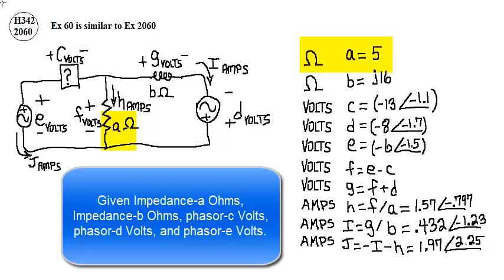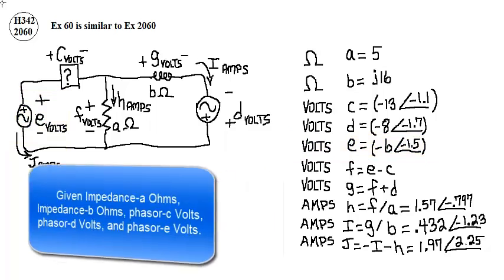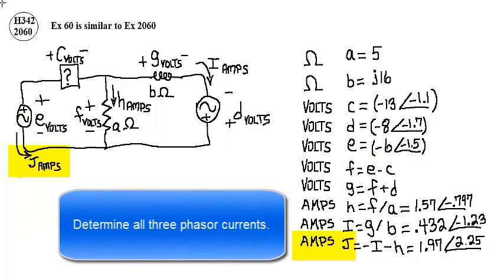Given impedance A in ohms, impedance B in ohms, phasor voltage C in volts, phasor voltage D, phasor voltage E, determine all three phasor currents, J, H, and I.